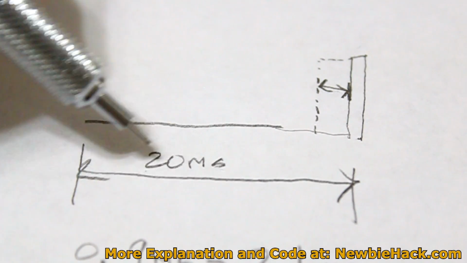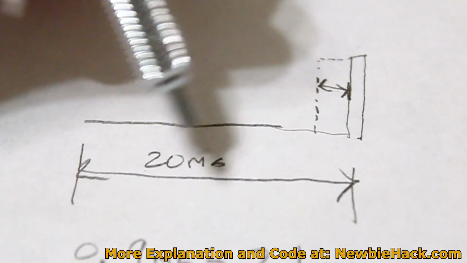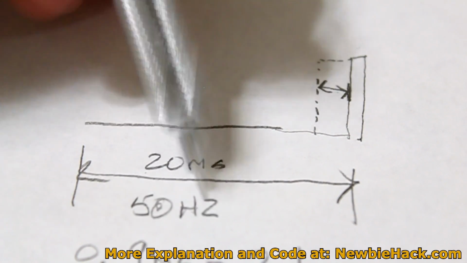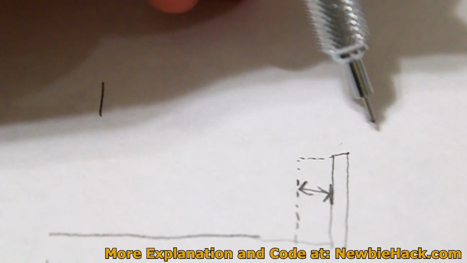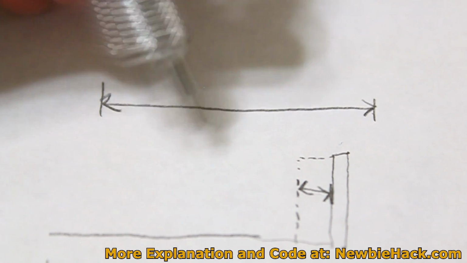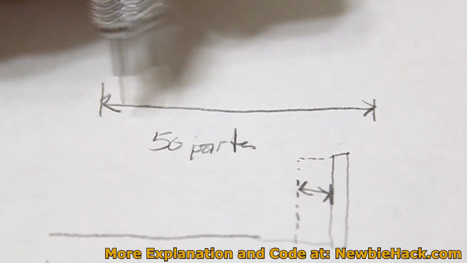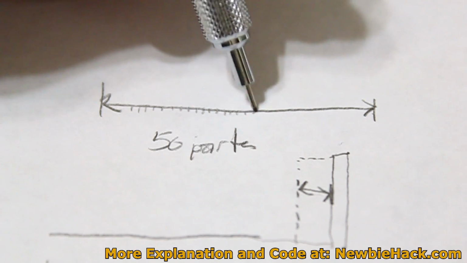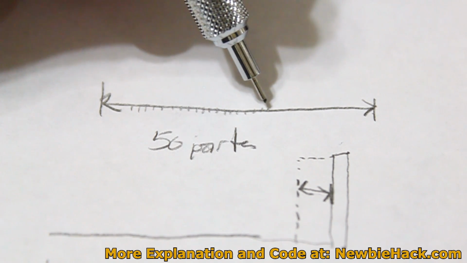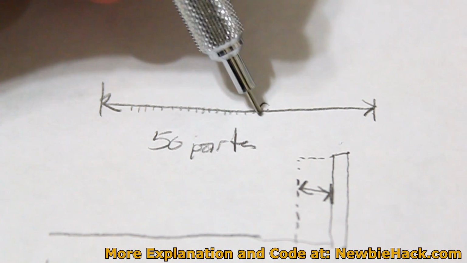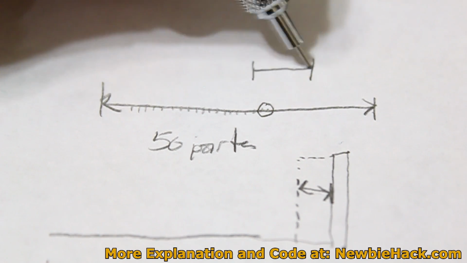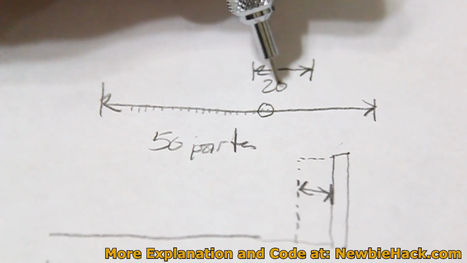If we remember back here, we have 20 milliseconds. The servo datasheet also calls this 50 hertz. So let's pretend this is 1 second. From here to here is 1 second. And if we divide this line into 50 parts, little tiny lines going to 50, and we measured between each part, let's zoom in on this little part here, this would be 20 milliseconds.